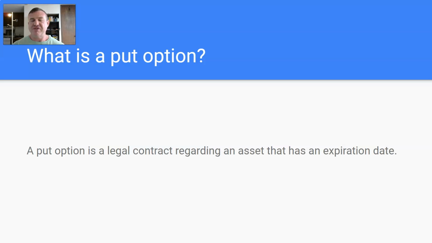Put options can be used in a variety of other financial assets. You could use a put option on pretty much anything you can think about. For this video, as I mentioned, we're just going to keep it real simple and focused on stocks. So from this particular slide, what I want you to grasp about a put option is it's a legal contract, it's regarding a specific asset, and it has an expiration date.